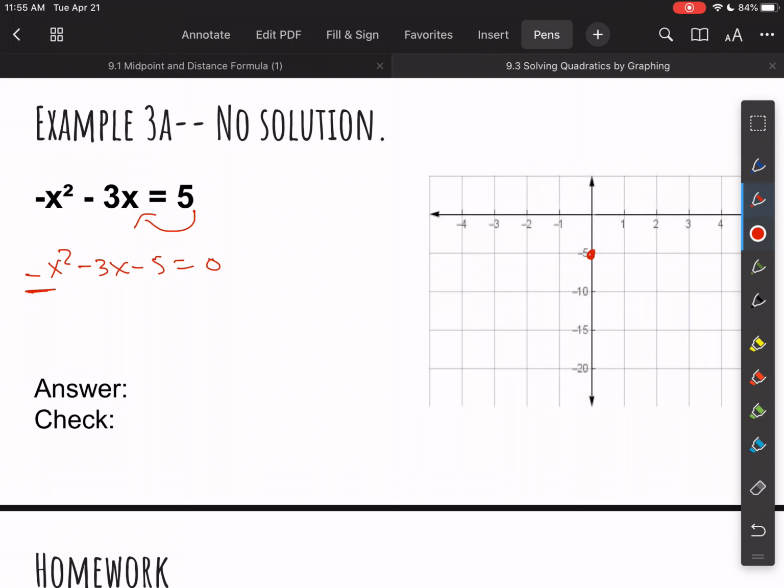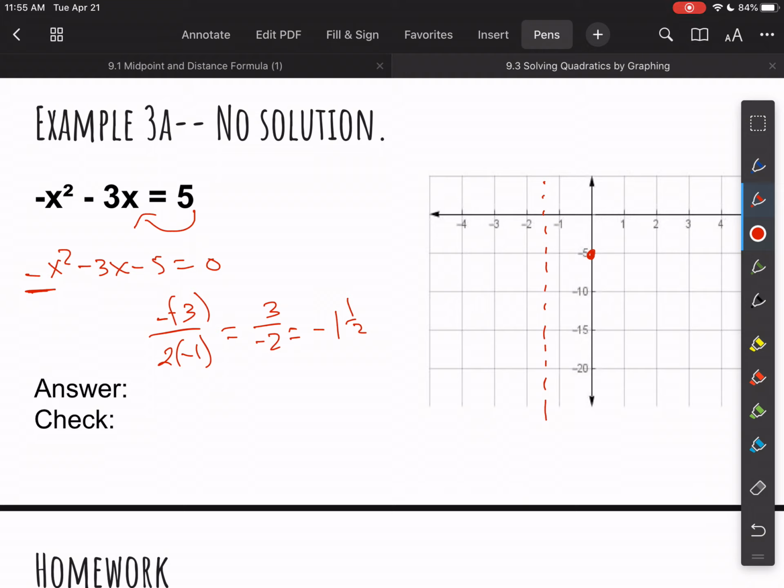All right, but let's find out where our symmetry lies. So we have negative b, negative negative 3, over 2 times negative 1. Negative negative 3 gives me positive 3. 2 times negative 1 is negative 2. So we have symmetry at negative 1.5. So at negative 1.5, we have this symmetry.